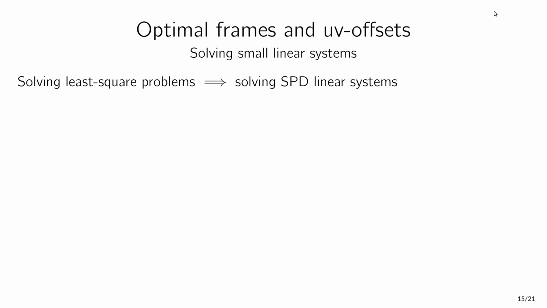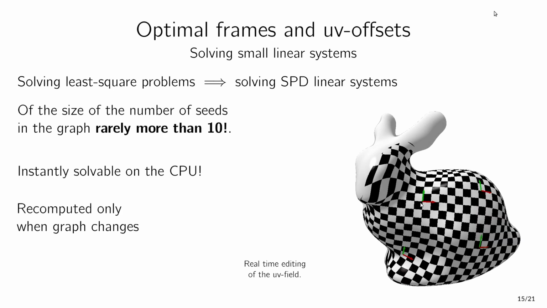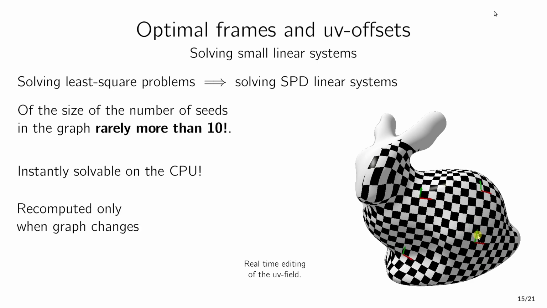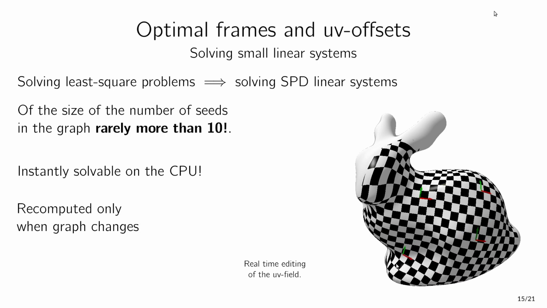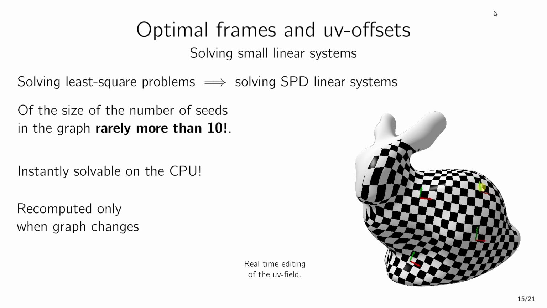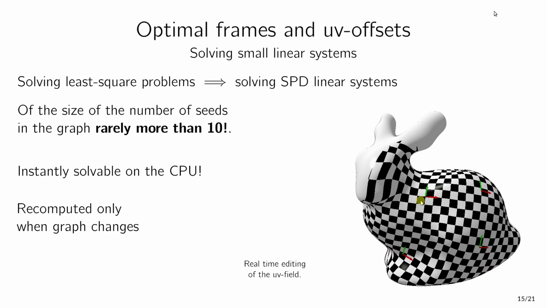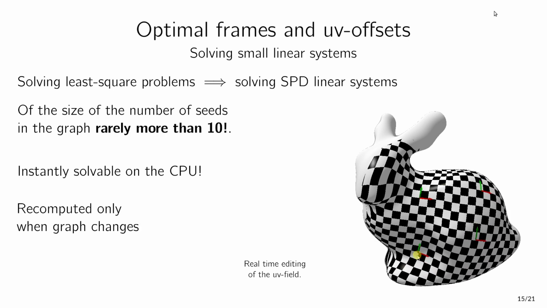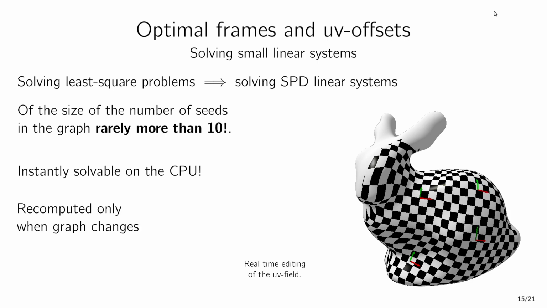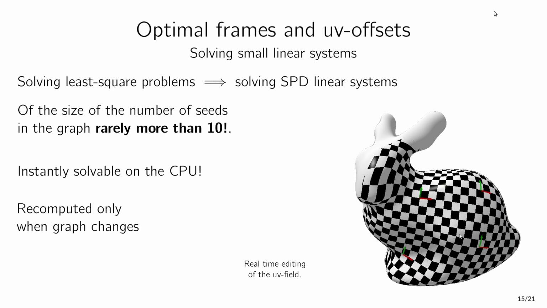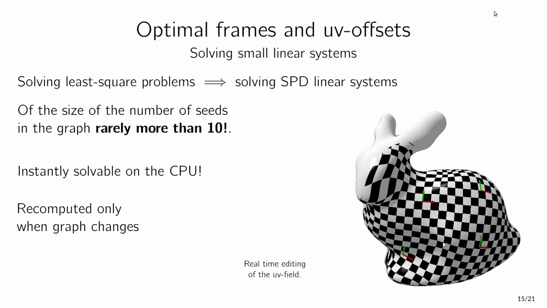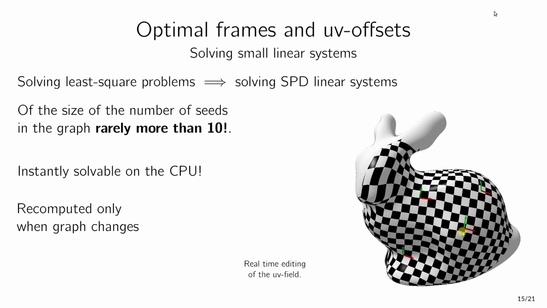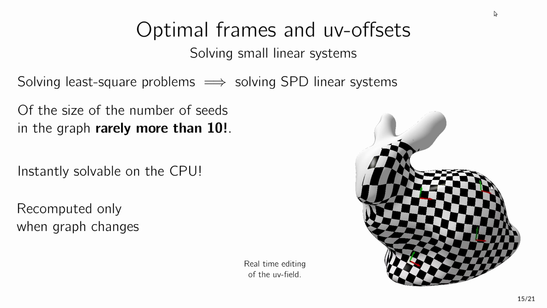But on top of that, you might say, well, if you have to solve linear systems, then you cannot be real time anymore. But the thing is, we have to compute one frame per seed and one UV offset per seed. And so the size of the linear system is the number of seeds that you want to merge together. And in practice, as you see here, we really don't need a lot of seeds together, it's really not more than 10. And so you just have to solve 10 by 10 linear systems, which we can do absolutely instantaneously on the CPU. So everything remains real time, and we have full control over the global UV field on the shape. All right, and so this is recomputed only when the graph changes, and so yeah, real-time editing.